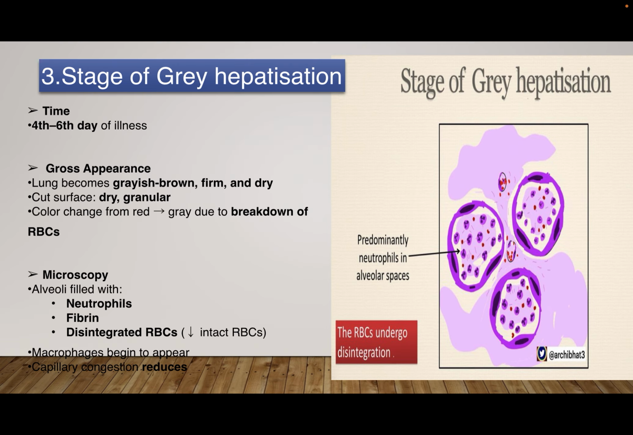Then microscopy: the spaces of the alveoli are filled with neutrophils, fibrin, and disintegrated RBCs, that is, decreased intact RBCs. Macrophages appear in the stage of gray hepatization, and capillary congestion reduces in the stage of gray hepatization.